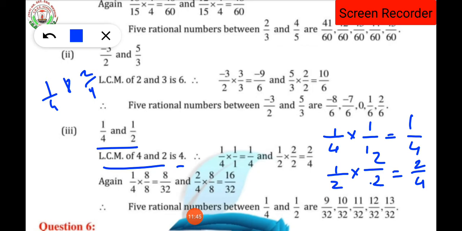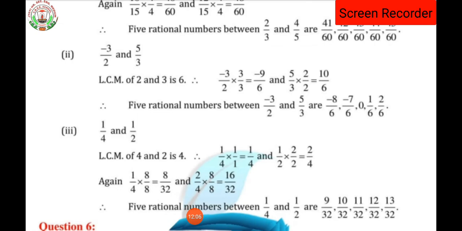Since no rational number lies between them, this is not sufficient, because we want 5 rational numbers over here. So what are we going to do, student? Again we are going to multiply the numerator and denominator by 2, 3, 4, 5, 6, 7. However many we want, that many times we have to multiply and see. Here the number is going to be multiplied by 8.